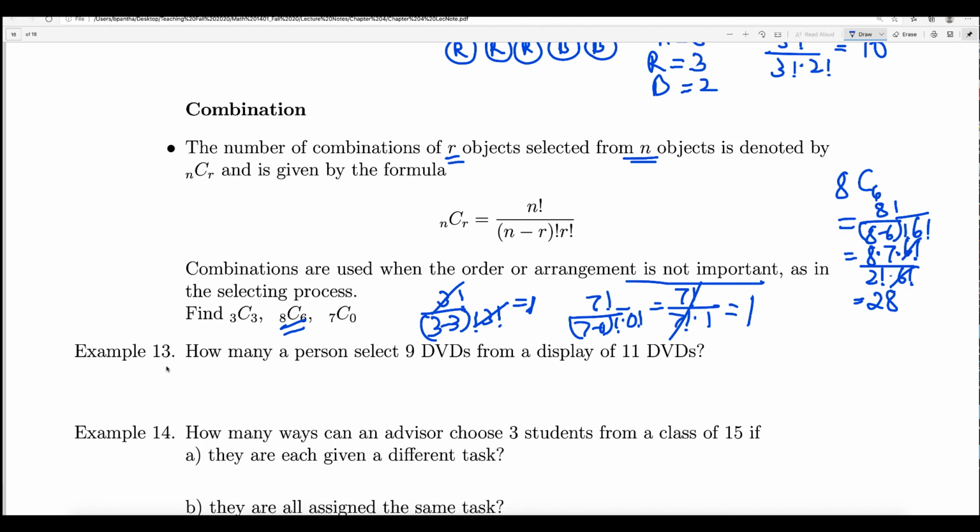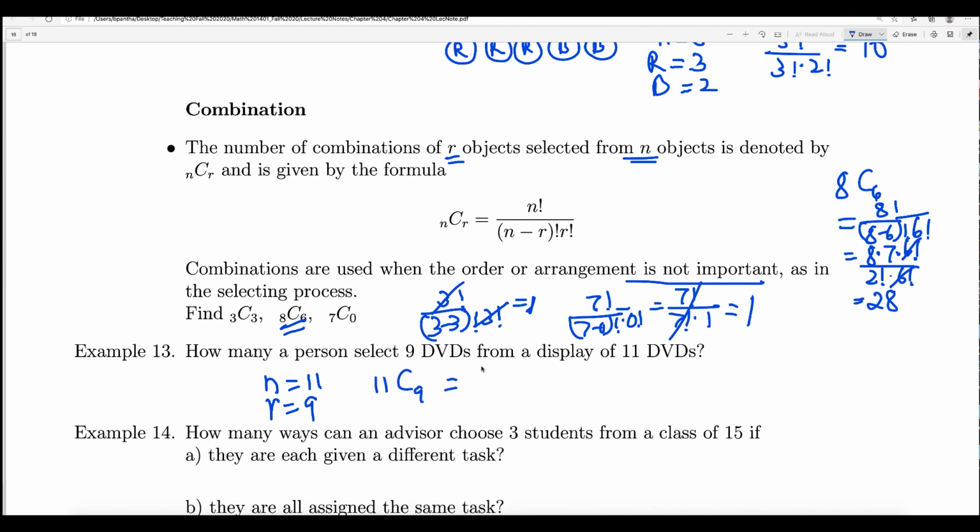Alright, let us do example number 13. How many ways can a person select 9 DVDs from a display of 11 DVDs? How many are in total? n equals 11. How many do you want to pick? 9. So order does not matter, whatever order, because they are not numbered DVDs. You are not arranging, you are just picking 9 out of 11. So the number of ways you can do that is 11C9.